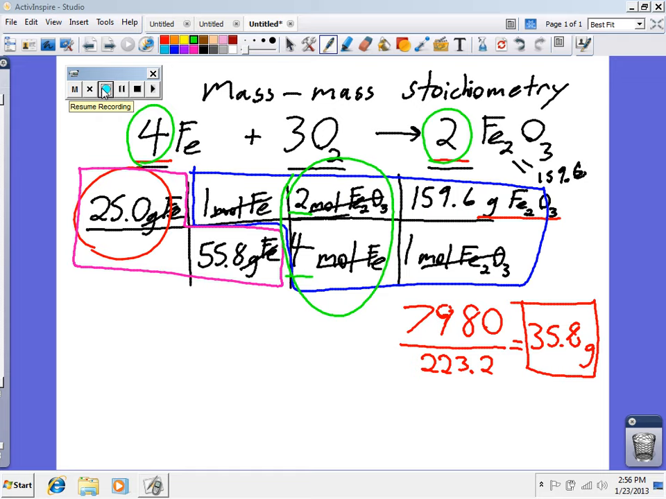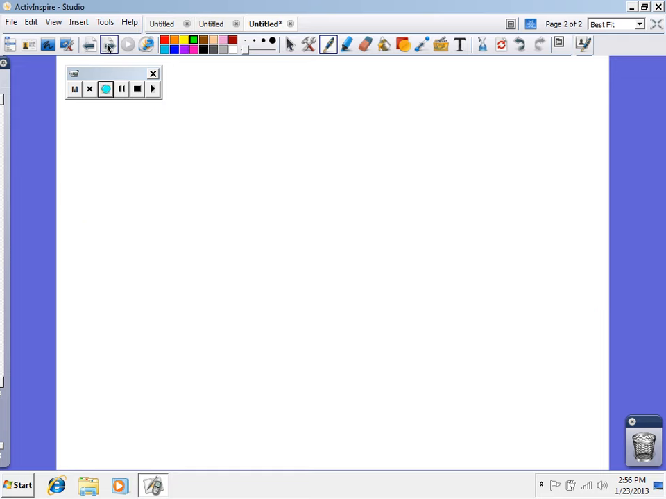Okay, let's do another example problem. And this time, we're going to do a problem where we just look at the reactants. So for this example, I don't want to write in green. How about black?